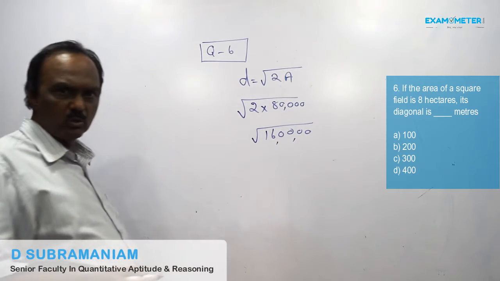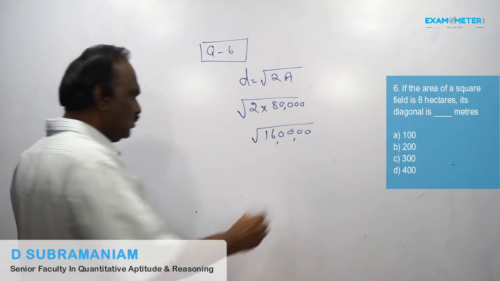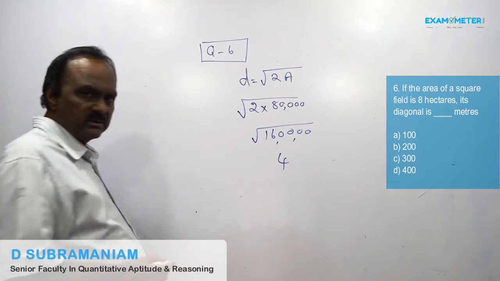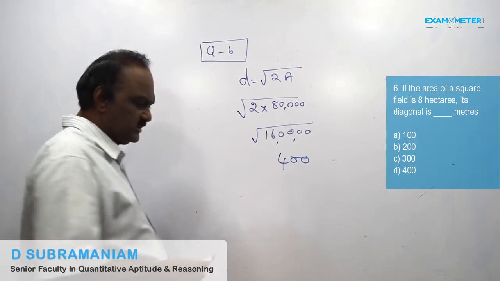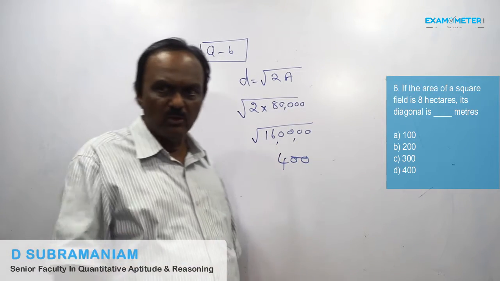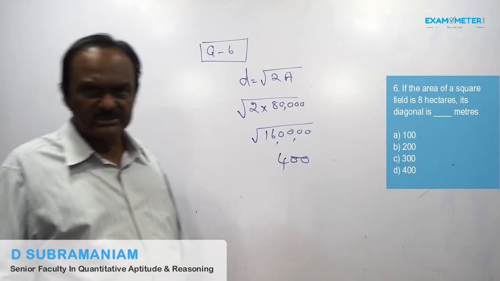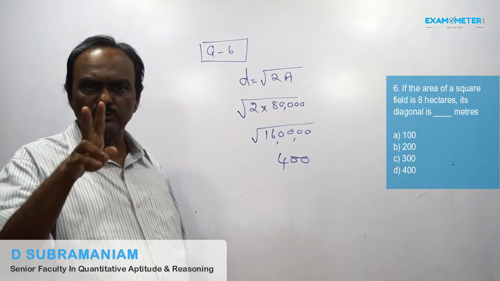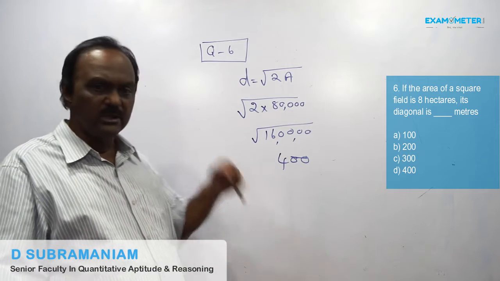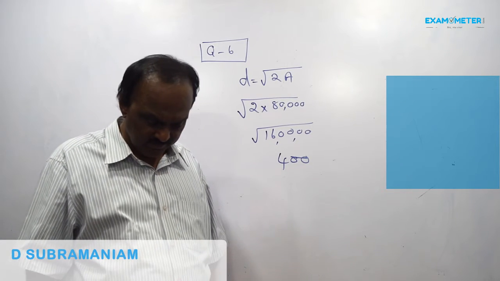How to find out the root of this? First find out root of 16, that is 4. Then for 4 zeros you take 2 zeros. So answer is 400 meters.